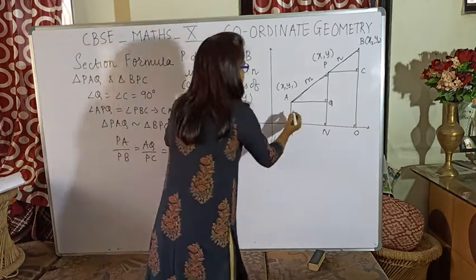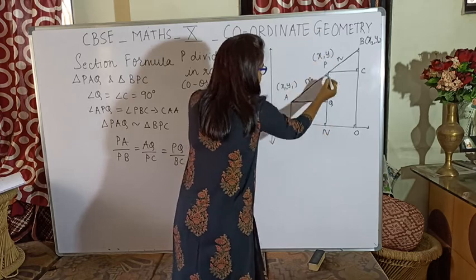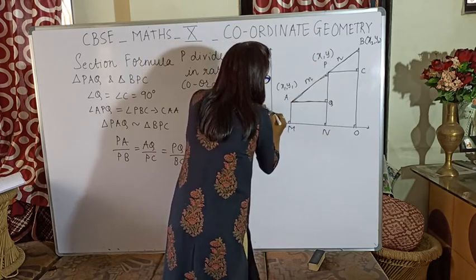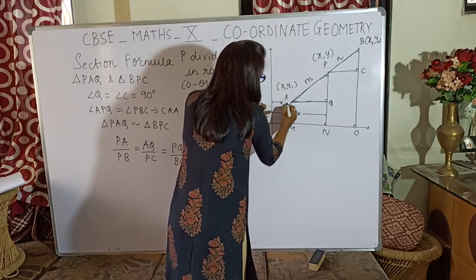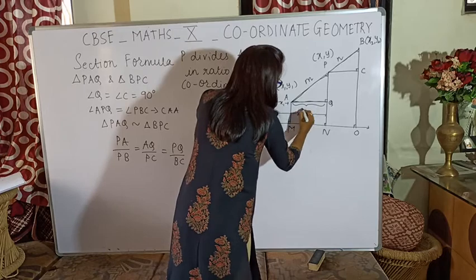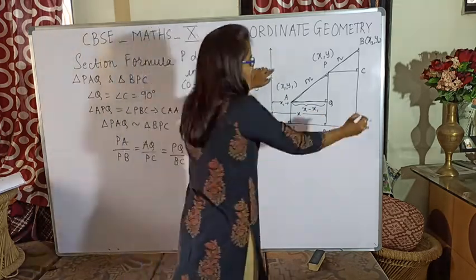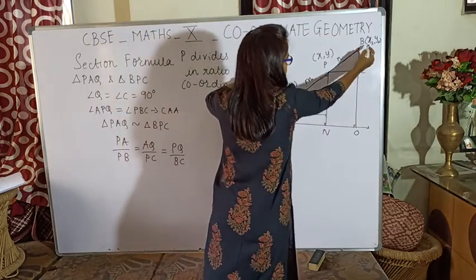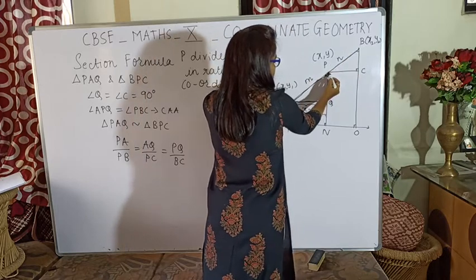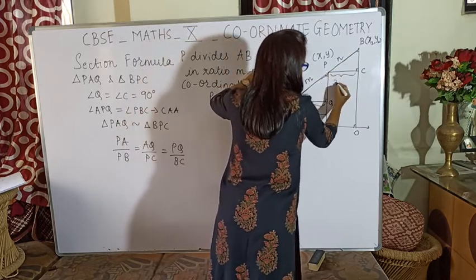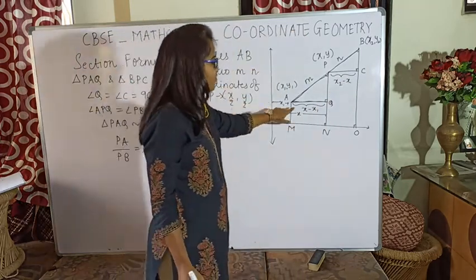What about AQ? How much is this total length? Whatever is the x coordinate of P, so this total length is x. And this much length is x1. So the remaining length will be x minus x1. Similarly here, what will be this total length? Whatever is the x coordinate of B, that is x2. And this length is x, so this length would be x2 minus x.